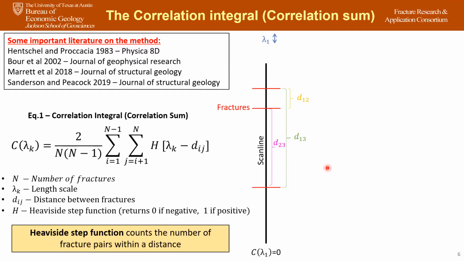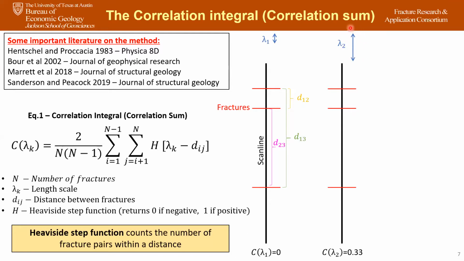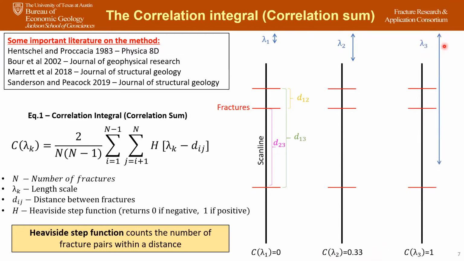And what you do to calculate the correlation integral is choose a length scale, that is this small length here, and then you ask your scan line, how many distances are smaller than my length scale lambda 1? In this case, none of the distances are smaller, so your correlation integral will be 0. But if you choose a longer length scale, you're going to see that D12 is smaller than lambda 2. Then 1/3 of your distances are smaller than lambda 2. So that makes the correlation integral a third, 0.33. And just to close here, if you have the longest length scale here that is bigger than all the distances between the fractures, your correlation integral will be 1.